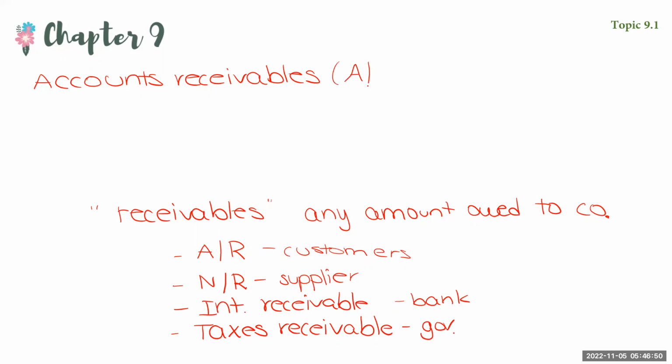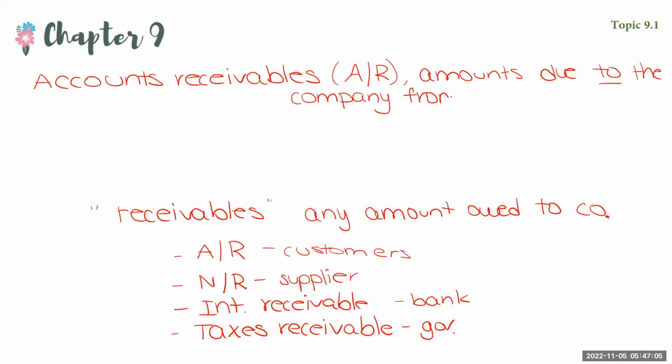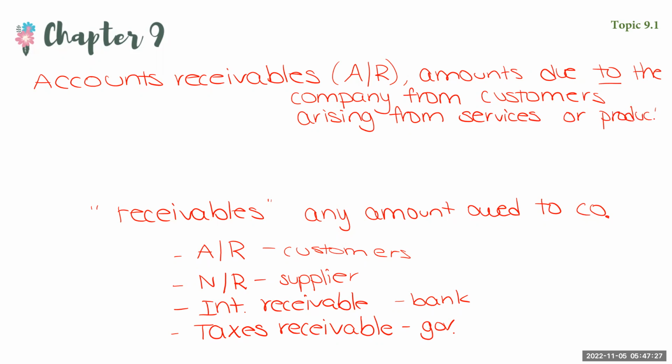So accounts receivable, or AR, are amounts due to the company from customers. And this usually arises from sales, right? And those sales either take the form of a service that we've provided or products that we have sold, from services or products provided by us, by the company. Okay. So receivable is any amount owed from any party to the company.